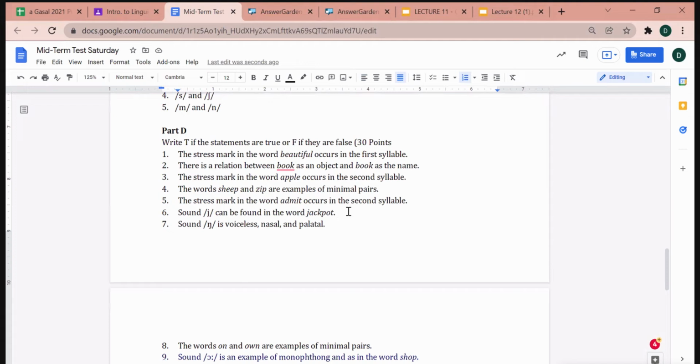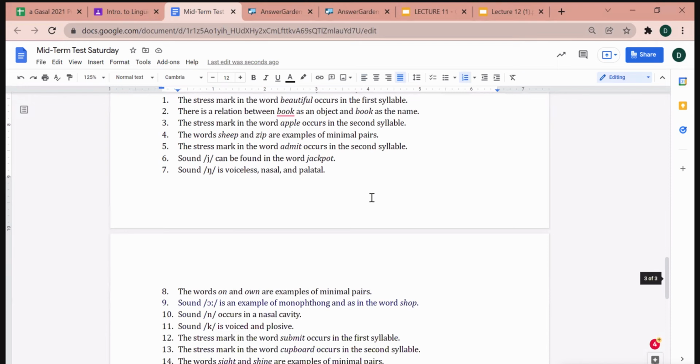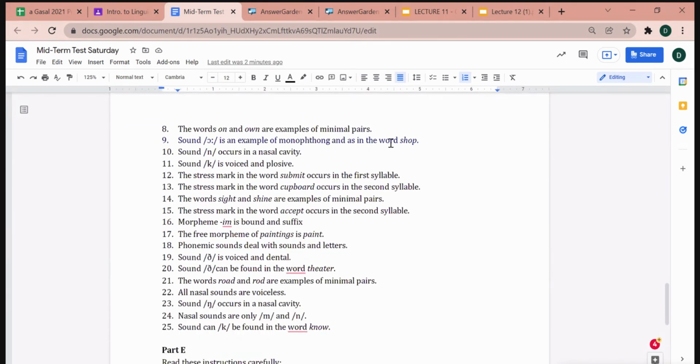Number 6. Oh, so it's true then. Okay. That is false. Since this one is not pronounced. Yeah. This one is jackpot. Different. Number 7. That's incorrect also. Incorrect as well. Number 8. Correct. True. Good. Number 9. Incorrect. Okay, incorrect. I'm asking you what sound we need to use to pronounce the word shop.